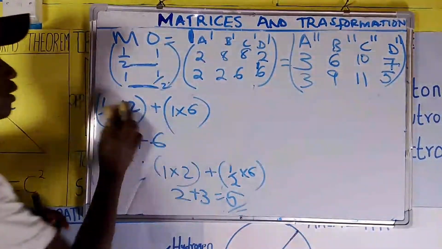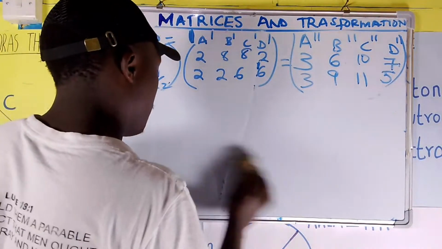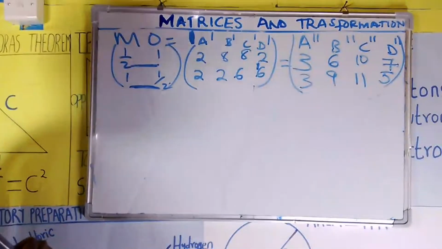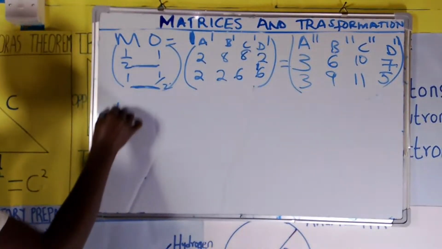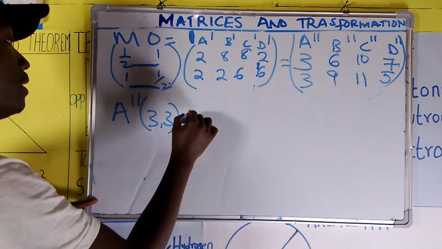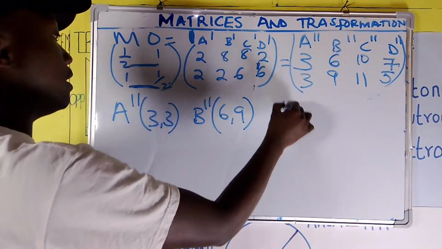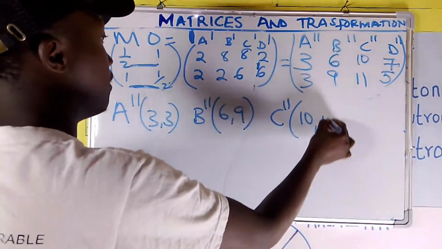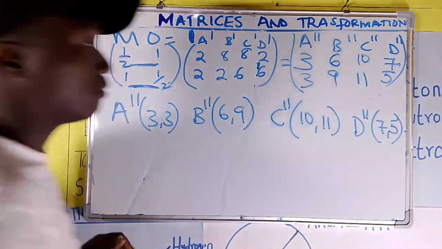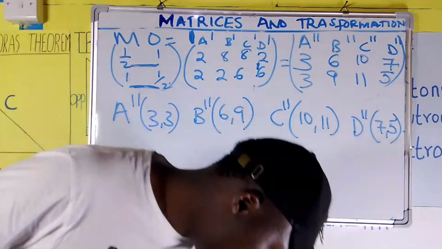We are done. So our A double prime, second image is 3 3. B double prime is 6 9. C double prime is 10 11. D double prime is 7 5. That is a continuation of the question.